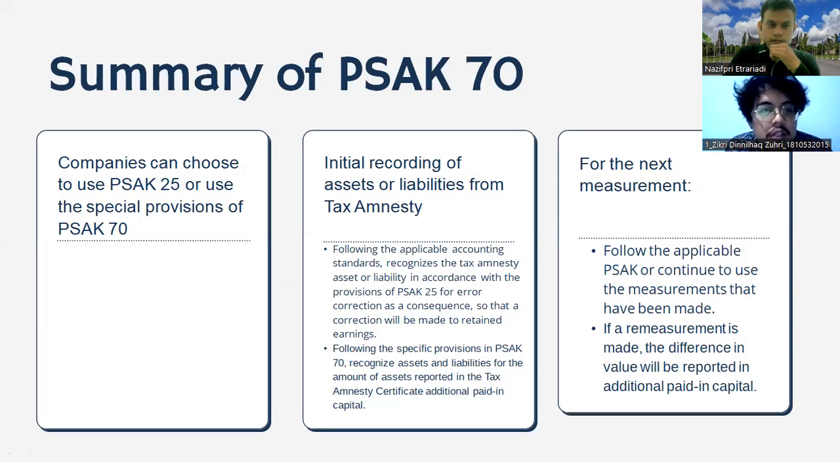Companies can choose to use PSAK 25 or use the special provision of PSAK 70. For initial recording of assets or liabilities from tax amnesty, following the applicable accounting standards, recognize the tax amnesty asset or liability in accordance with the provision of PSAK 25 for error correction. As a consequence, a correction will be made to the retained earnings. Following the specific provision in PSAK 70, recognize assets and liabilities for the amount of assets reported in the tax amnesty certificate, with the difference in additional paid in capital.